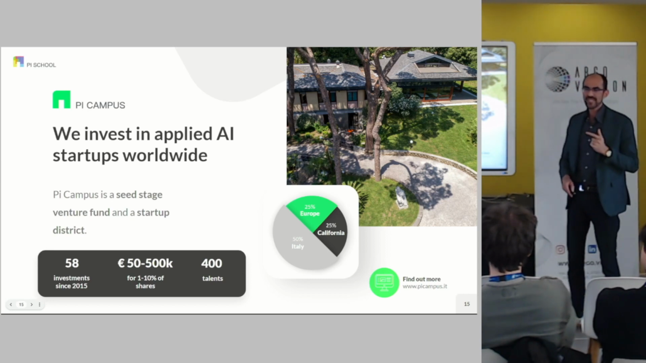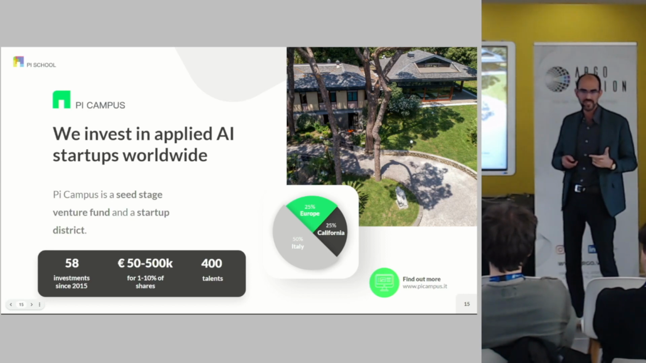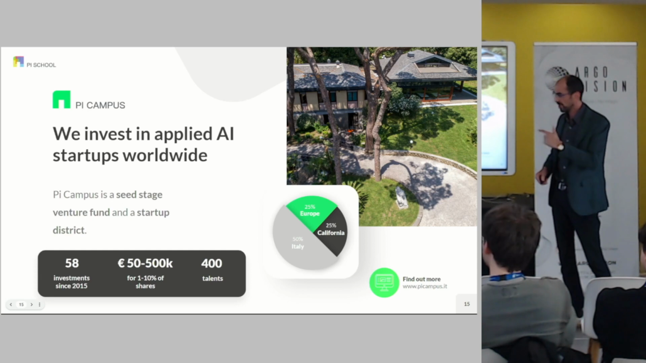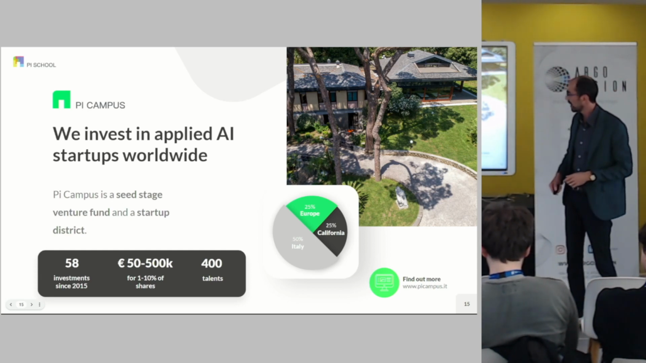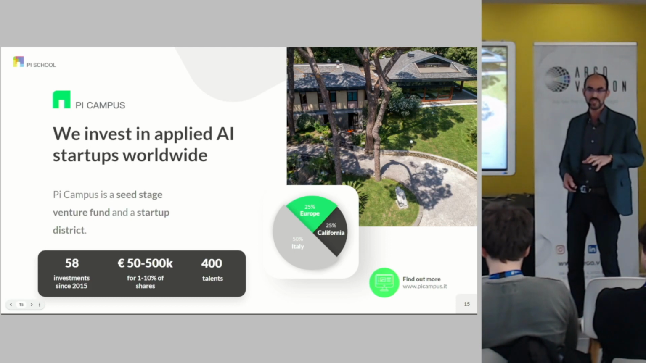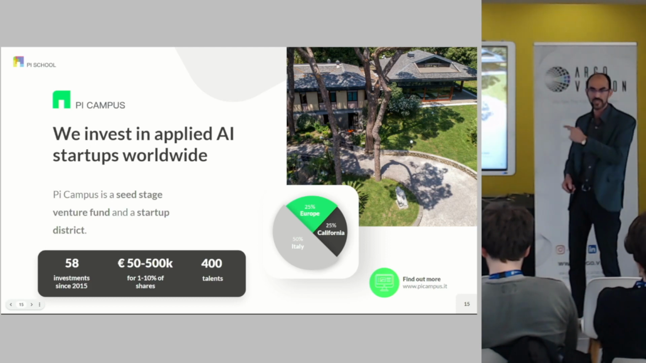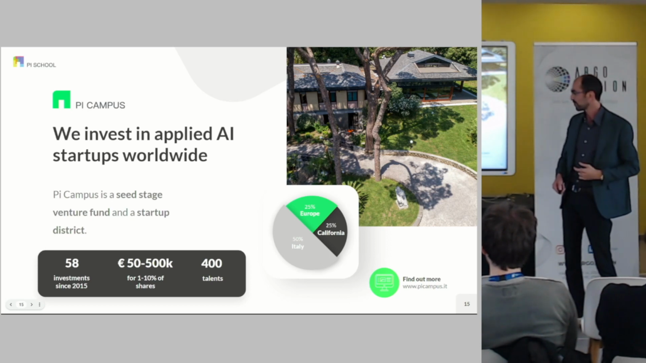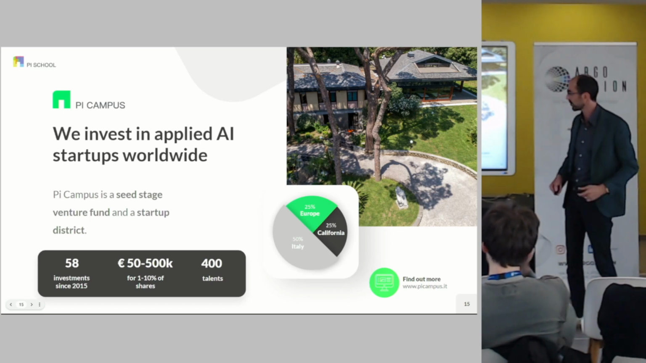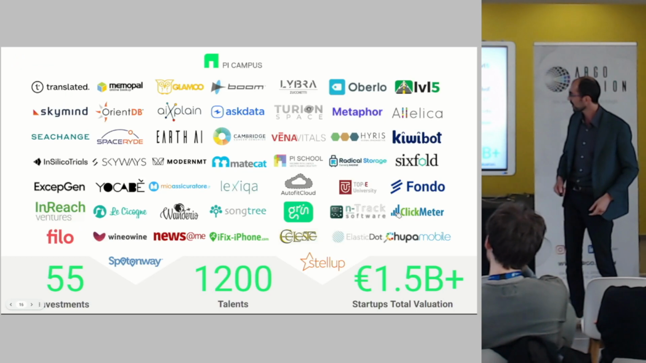And then all of this happens within PiCampus, which is an investment fund. PiCampus invests in mostly applied AI startups. We've got 58 investments to date. We invest at seed level, so that's 50 to 500K euros. So if you're a startup or a founder and you want to check if we'd like to invest, then come and knock on our door and we look at stuff.